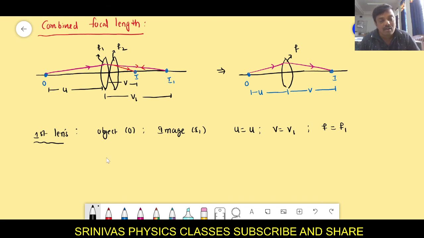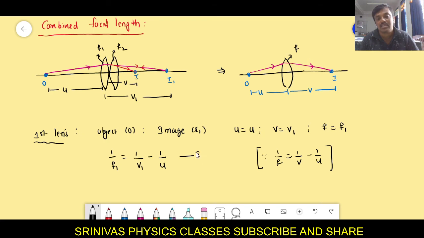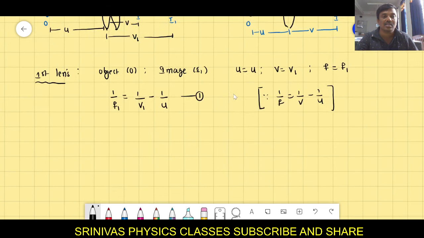According to the thin lens formula, what do you know? 1 by f is equal to 1 by v minus 1 by u. Here 1 by f is now 1 by f1, the focal length of the first lens. 1 by v is now 1 by v1, since I1 is the image for the first lens, so the image distance is v1, minus 1 by u, the object distance. This we consider as equation 1. We applied the thin lens formula for the first lens.